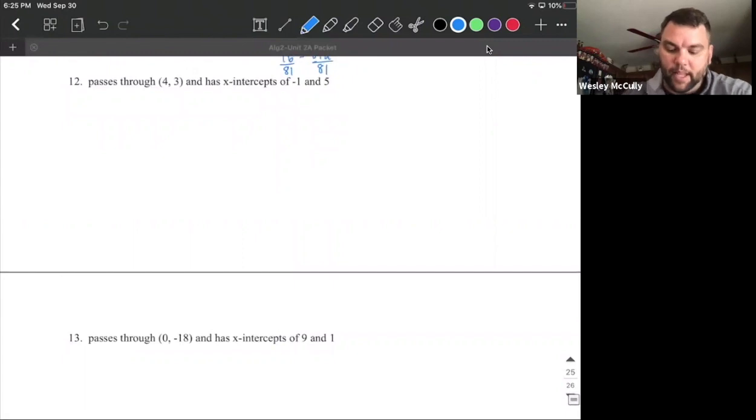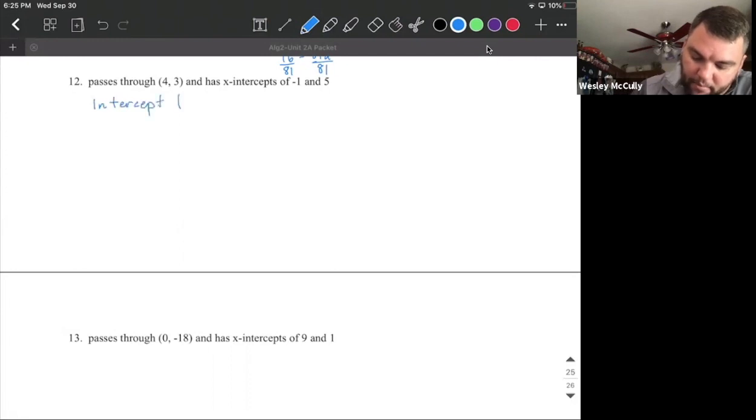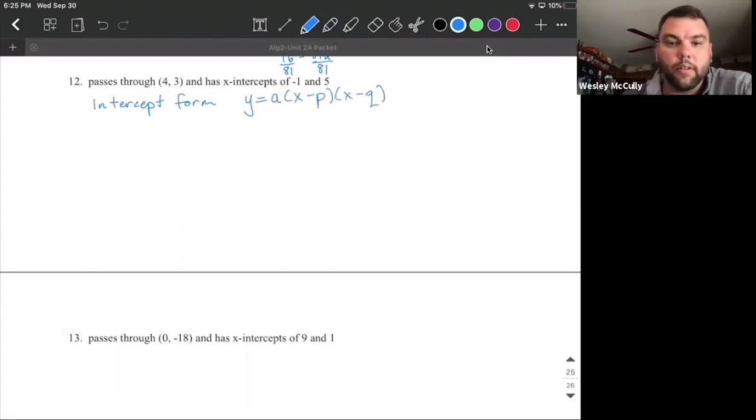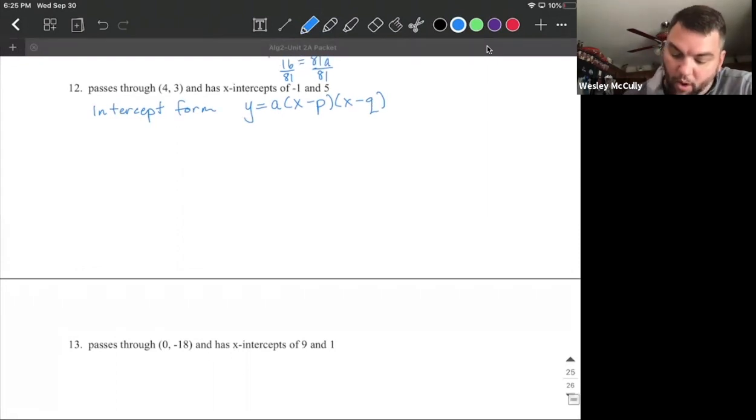Okay, doing the same thing. We're going to write an equation, but this time we're going to write an equation in intercept form. Okay, so now I have to know what are the parts of intercept form. y equals a times x minus p times x minus q. Okay, so again, I'm going to go up here and I'm going to label these parts. They gave me a value for x and y, and then they gave me p and q. Okay, so I'm going to plug those values in, and then I'm going to solve for a.